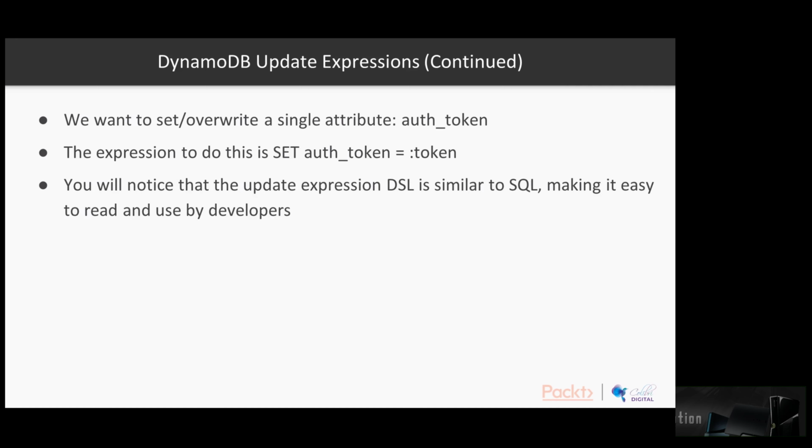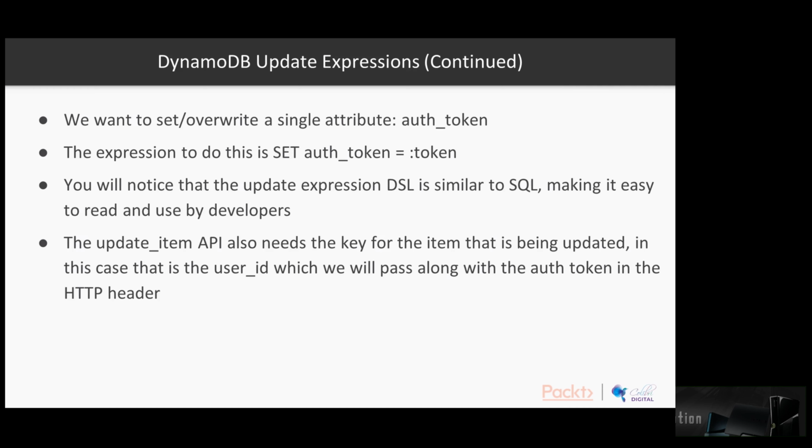And you'll notice that the update expression DSL is pretty similar to SQL, so it makes it very easy for us as developers to read and to use. So the update item API also needs the key for the item that's being updated, which obviously in this case is the user ID, which we'll pass along with the authentication token in the HTTP header. So let's go and take a look.